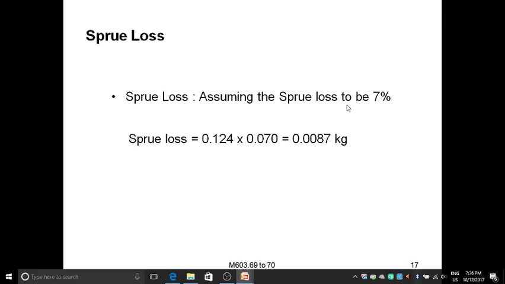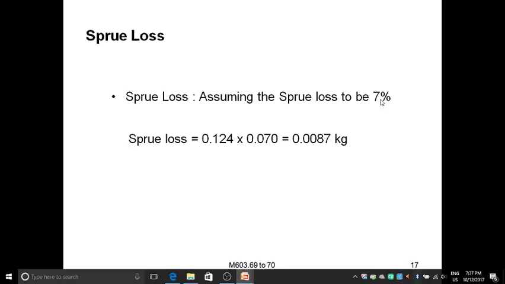As for the sprue loss, nothing is specified. You are aware that sprue loss means the material between the dice and the tongue will also be a loss. That loss is termed a sprue loss. The material which will be wasted during the forging operation in between the dice and the tongue is also a waste, that is a sprue. So normally this will be taken as 7%.